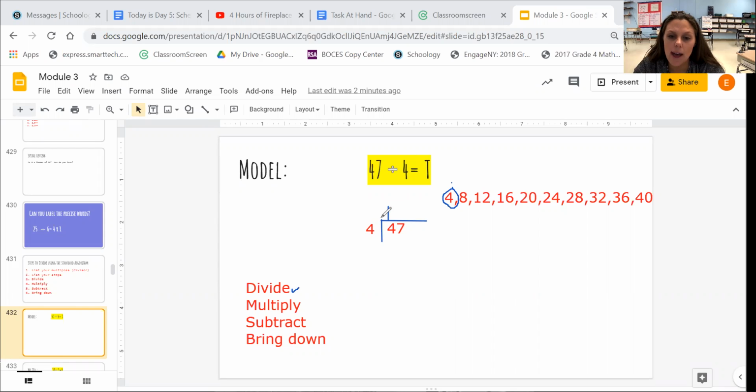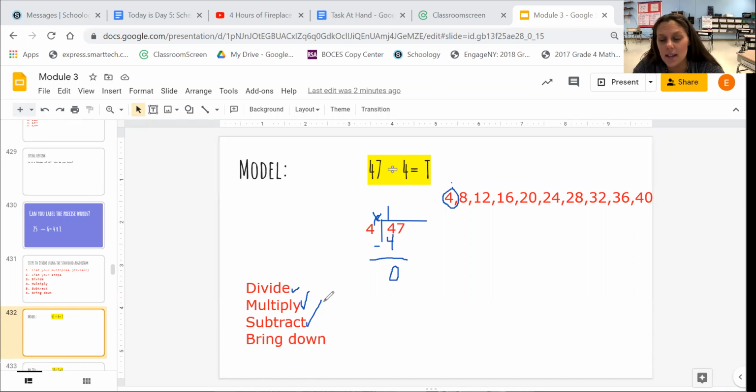So now I'm going to go ahead and multiply. Sorry, it's not the best multiplication sign. 1 times 4 is 4. Notice that I lined it up underneath the 4. That's me multiplying. Now I can subtract. 4 minus 4 is 0.